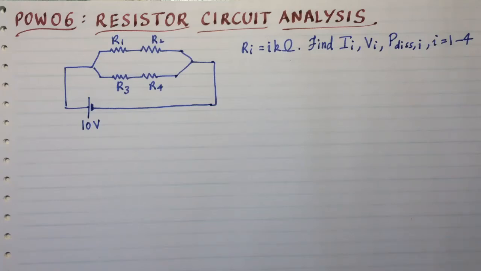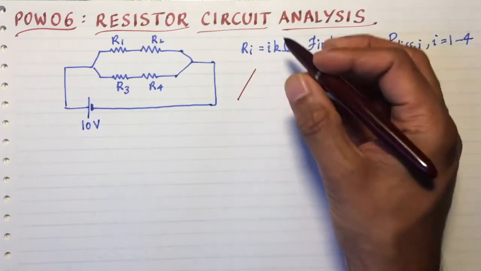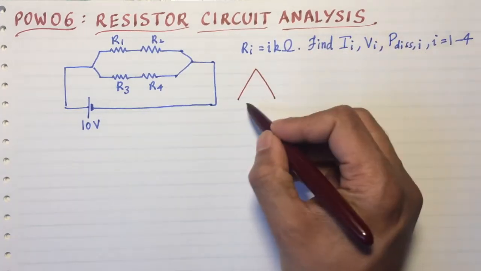Take this one battery circuit analysis problem where you have to find everything through each resistor: the current, the voltage, and the power dissipated. How would one approach such a problem?